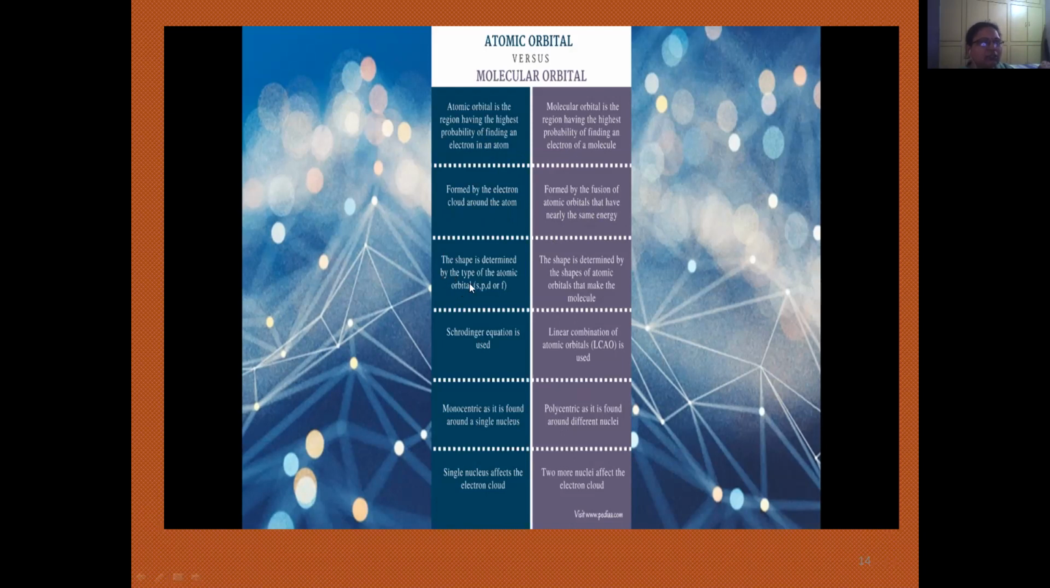For atomic orbitals, the shape is determined by s, p, d, f, and for molecular orbitals, it is sigma and pi bonds. The Schrodinger equation is used for atomic orbitals, and for molecular orbitals LCAO is used, that is linear combination of atomic orbitals. The atomic orbital is monocentric and the molecular orbital is polycentric. A single nucleus affects the electron cloud in the atomic orbital, and in the molecular orbital two or more nuclei affect the electron cloud.